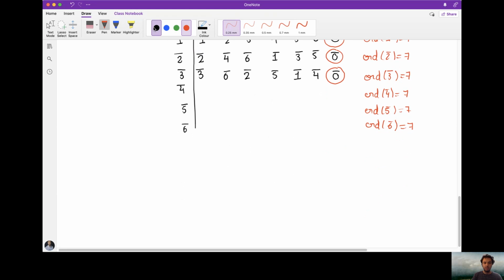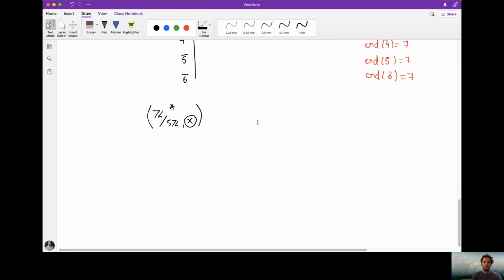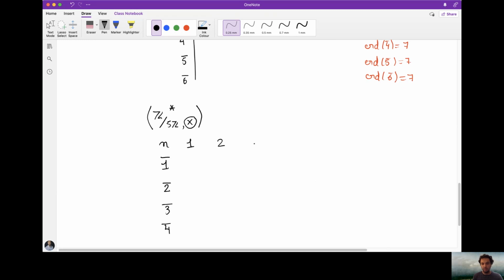Let's look at another example. Now, if you take Z over 5Z, but now we consider it with multiplication, and therefore we need to take away the 0, so that it forms a group. So if we look at the elements, the elements are 1, 2, 3, and 4. There's only 4 elements in this group, right? So we need to see what happens when we multiply 1 time, twice, 3 times, and 4 times.